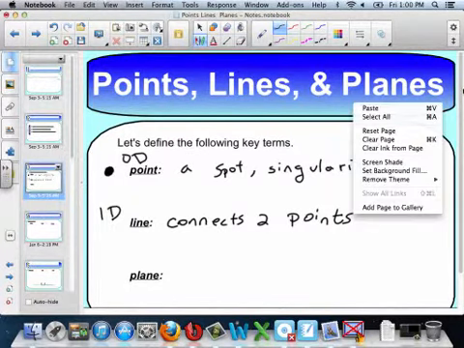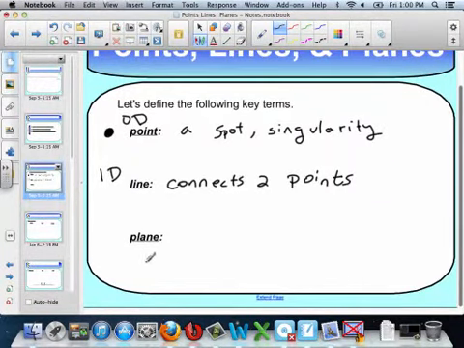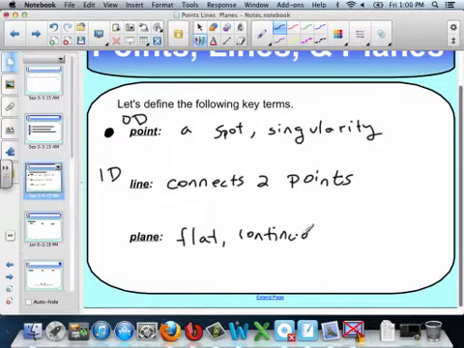All right, so a plane is basically flat. Continuous. And that's basically it. It's just flat and continuous. And by the way, how many dimensions is that? Two dimensions. Length and width.